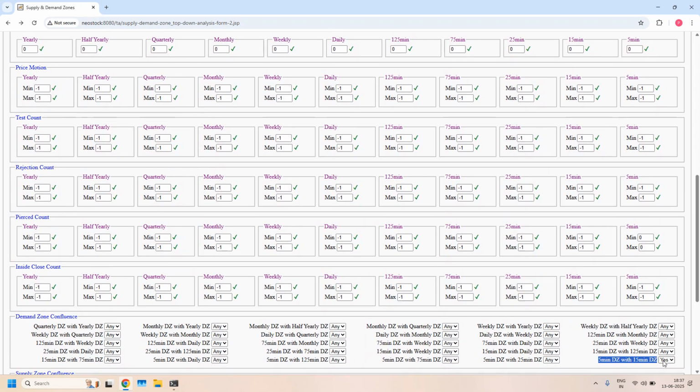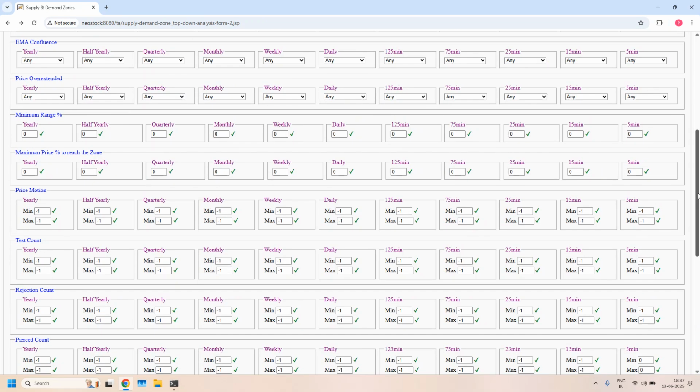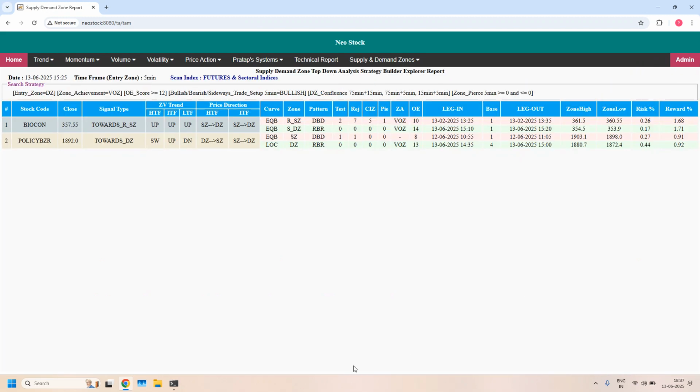Already we set this filter, 5 minutes and 15 minutes. 5 minutes and 75 minutes demand zone confluence. 15 minutes and 75 minutes demand zone confluence. All three filters are enabled. Now both the stocks are having even LTF, ITF, HTF demand zone confluence. That means both these 5 minutes demand zones overlapped with 15 minutes demand zone. Both together again overlapped with 75 minutes demand zone. And 75 minutes trend is up.